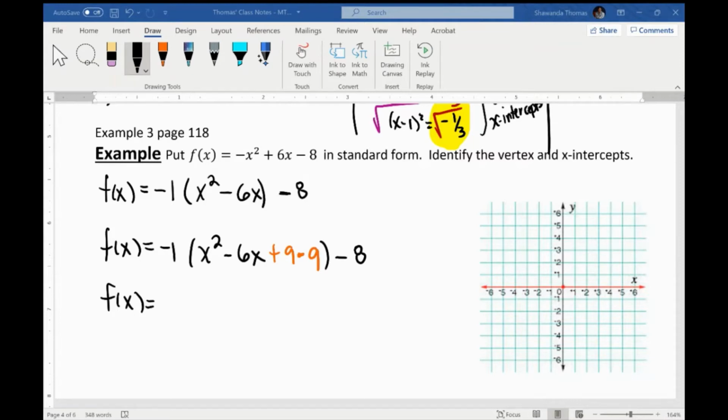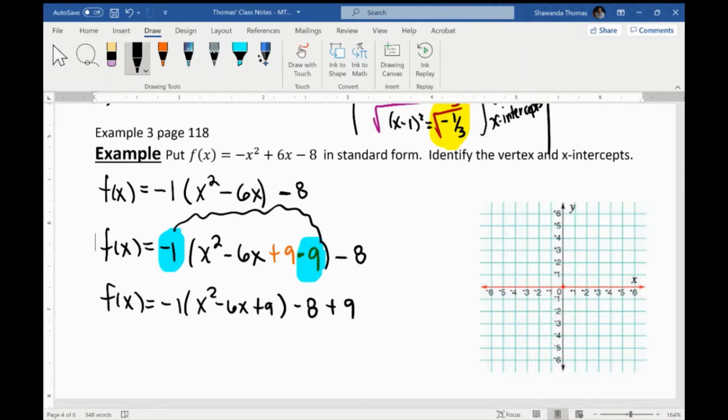Y'all gotta resolve that issue if y'all have an issue with that. You gotta see that this is -1 times everything in here. But since I'm trying to take out just this part, I have to still multiply times that when I take it out. So -1 times x squared minus 6x plus 9 minus 8. So we are taking out plus 9 because -1 times -9 is plus 9. So that's what we're really taking out. -1 times -9.